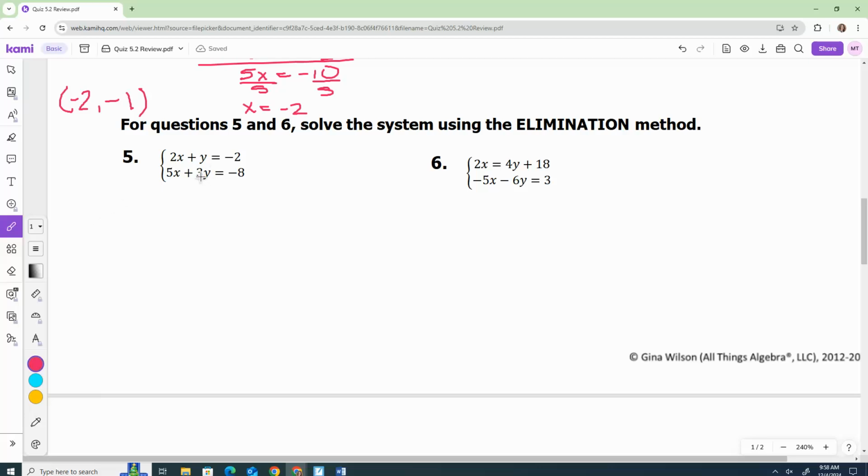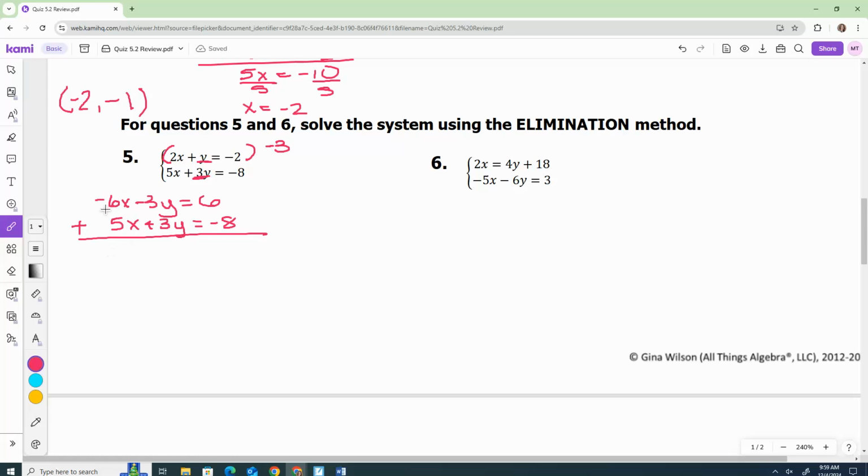Y. Okay. This is a positive 3. So if they're going to cancel, this one has to be negative 3. So I'm going to take this first equation times negative 3. So then that gives me negative 6x minus 3y equals 6. Second equation we didn't change: 5x plus 3y equals negative 8. We add.